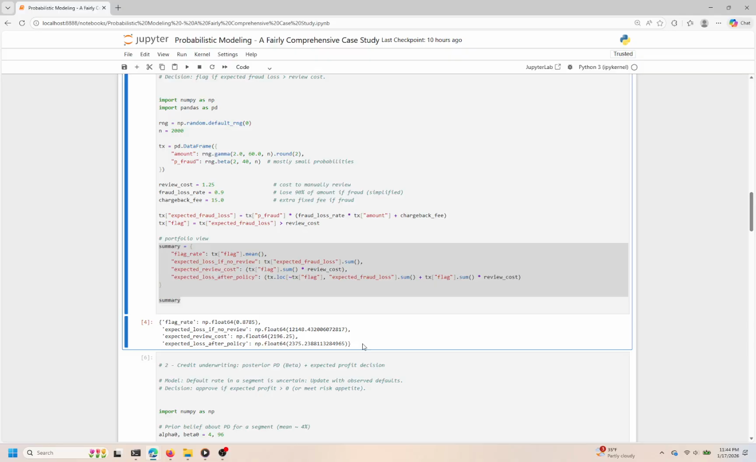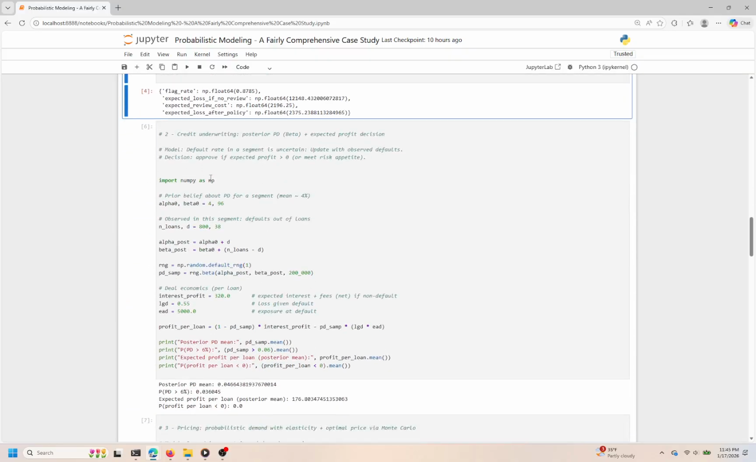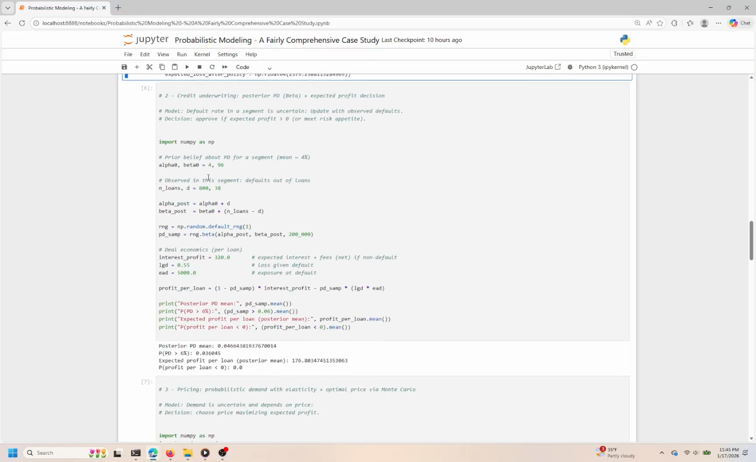Cell 7. In this cell, we delve into credit underwriting by updating our understanding of the default probability, or PD, for a specific loan segment based on observed defaults. This process is pivotal because it allows us to make data-informed decisions on whether to approve loans, with the aim of ensuring expected profits meet our risk appetite.